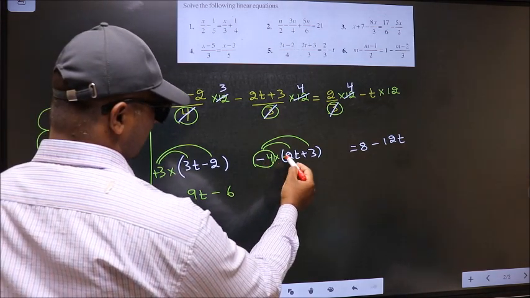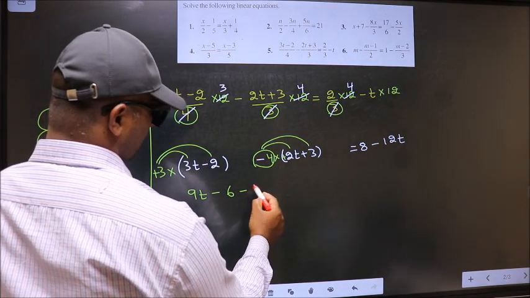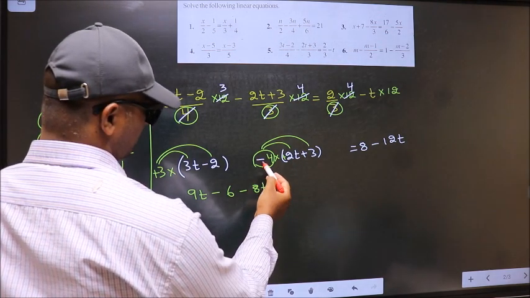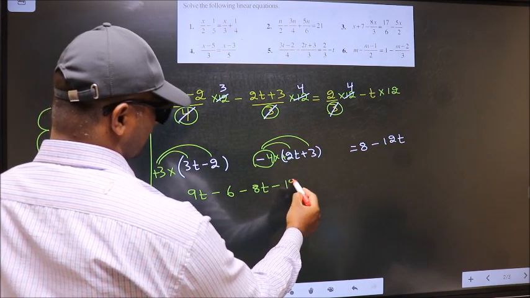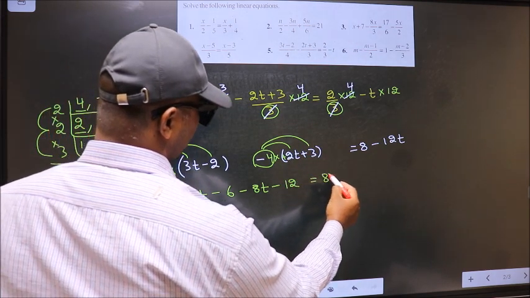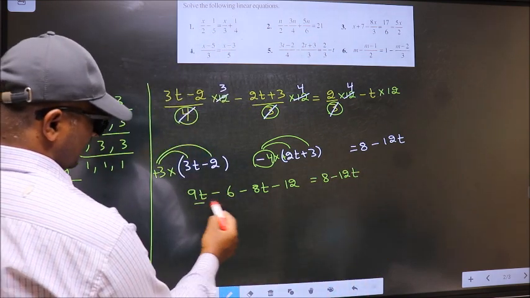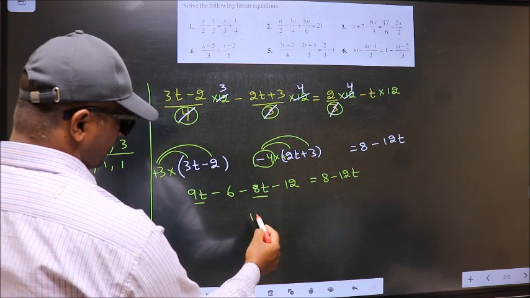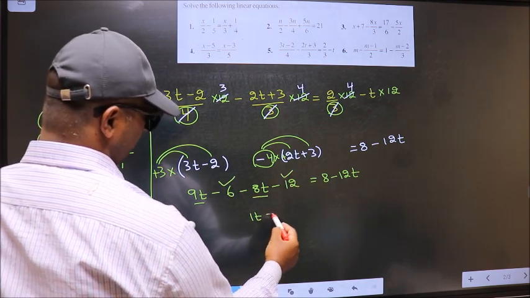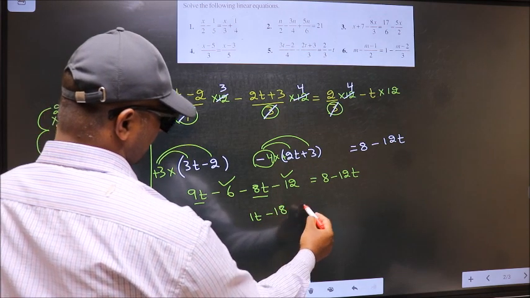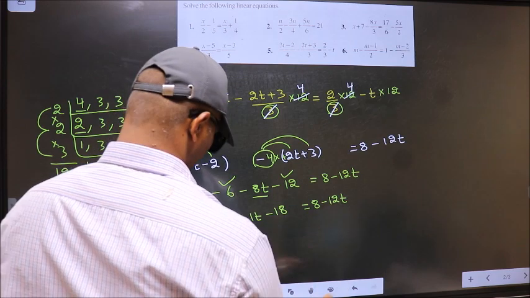Now minus into plus, minus 4 into 2t, 8t, minus into plus, minus 4 into 3, 12, equal to 8 minus 12t. Now 9t minus 8t, 1t, minus 6 minus 12, we get minus 18, equal to 8 minus 12t.